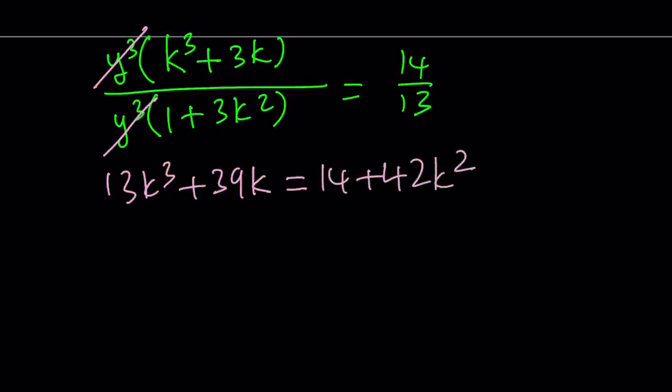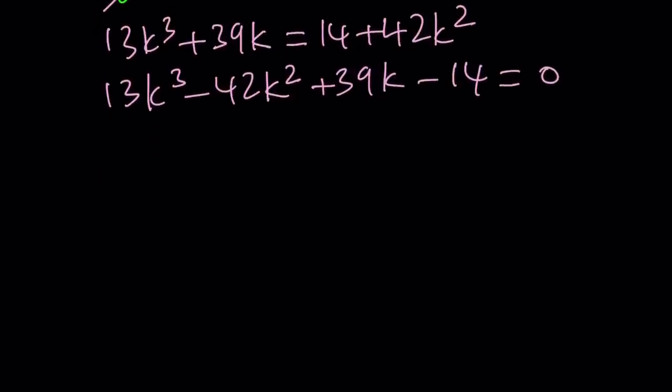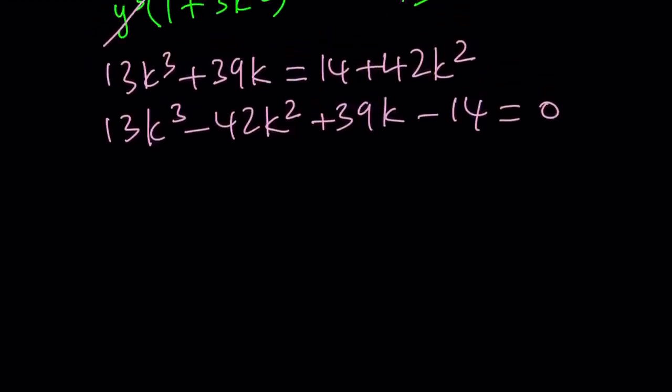Awesome. Let's go ahead and put everything on the same side. We're going to try to solve this cubic equation. 13k cubed minus 42k squared, and then I have plus 39k minus 14 is equal to 0. Awesome. One of the things that we always check first is the sum of the coefficients. If the sum of the coefficients is 0, then 1 is a solution. Let's check it out. 13 plus 39 is 52, but negative 42 plus negative 14 is negative 56, so their sum is not 0. So k equals 1 does not work.